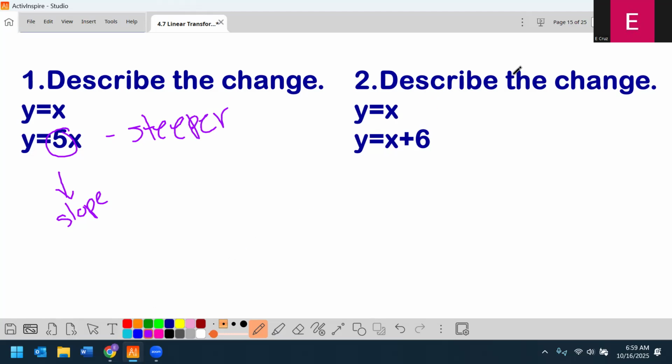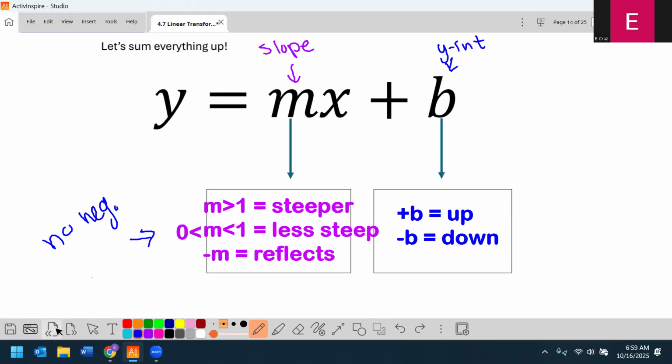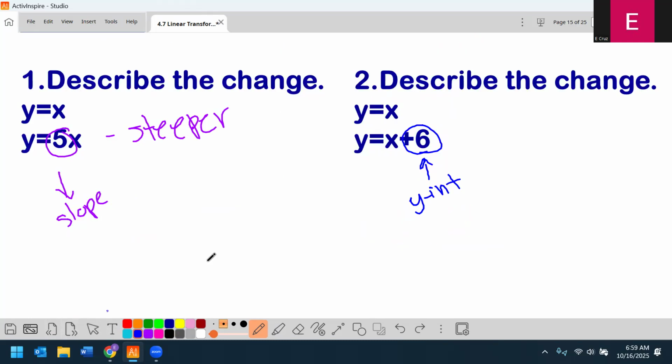Now, this one describes the change. This is the parent function. This is the new equation. If the number that they give you doesn't have x, that's the y-intercept, the b. So we look at our little table. If it's positive, it goes up. If it's negative, it goes down. My problem has a positive, so it's going to shift my graph up.